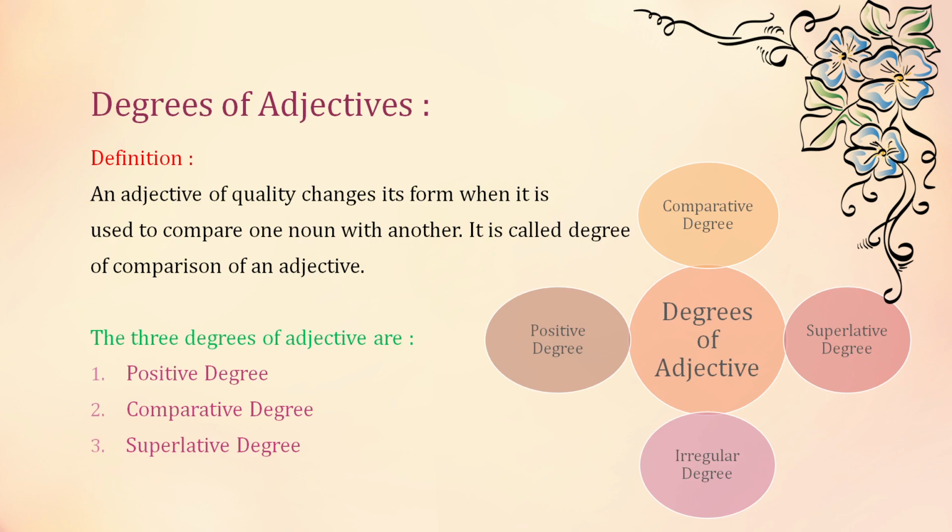Imagine you all have air conditioners at home, right? Imagine changing the temperature on your air conditioner. The air conditioner has different degrees of temperature you can select. Adjectives have different degrees as well. The 3 degrees of adjective are positive degree, comparative degree, and superlative degree. Besides these 3 degrees, we will be studying irregular degree too.